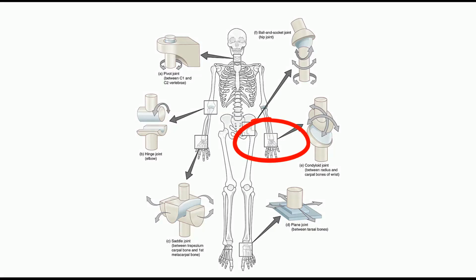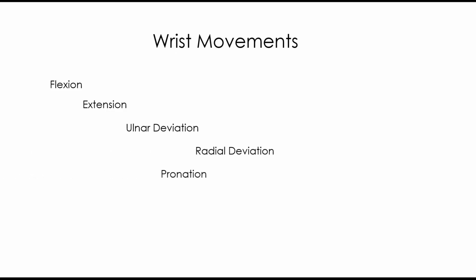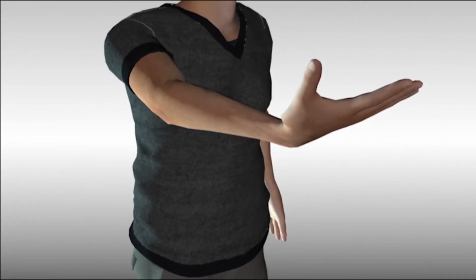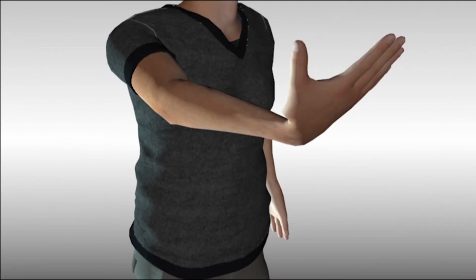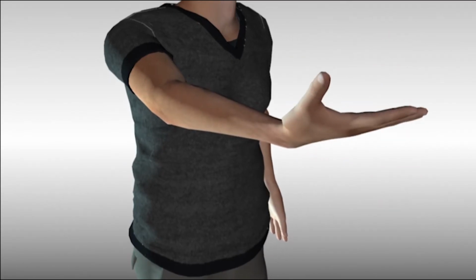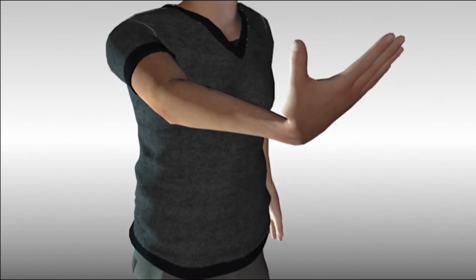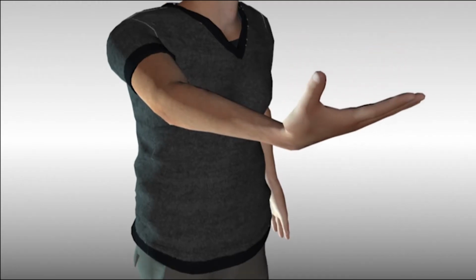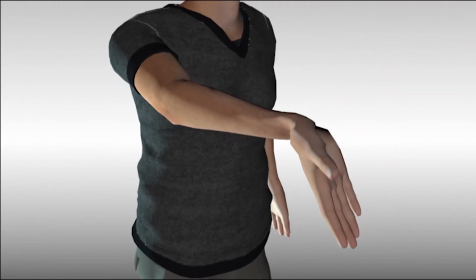The wrist is a condyloid joint. The movements of the wrist include flexion, extension, radial and ulnar deviation, and supination and pronation. During wrist flexion, the wrist bends forward. In wrist extension, the wrist bends backward.